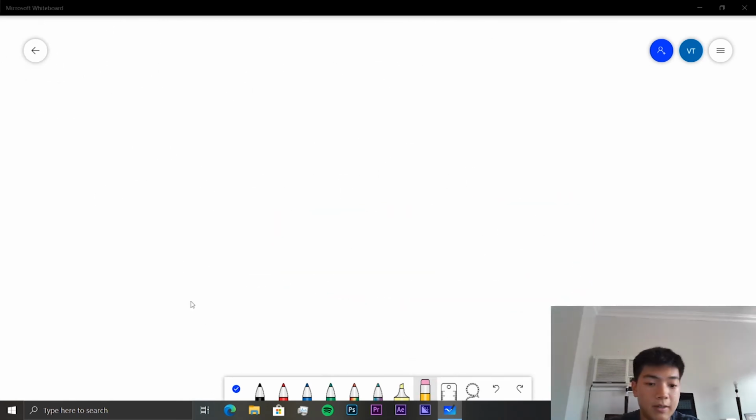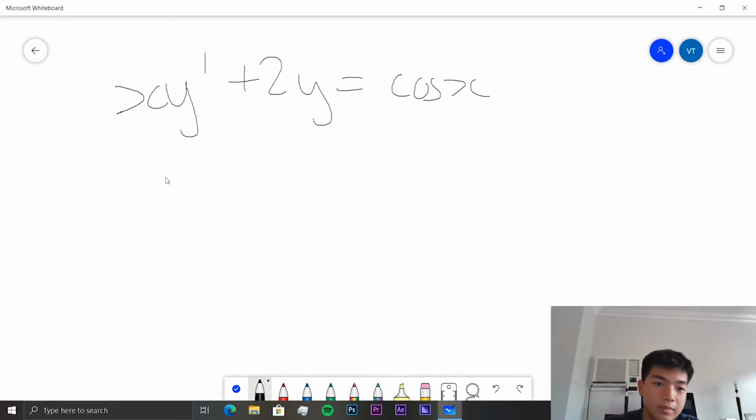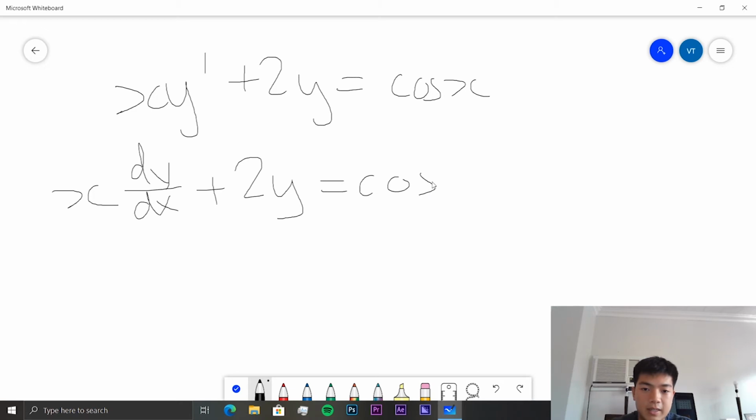On to the final one, and the final one is x times y prime plus 2y is equal to cosine x. So what we have here is dy over dx plus 2y over x. Or actually, here we can already just integrate. If we have the term solely as x, we can probably integrate already, is equal to cosine x.